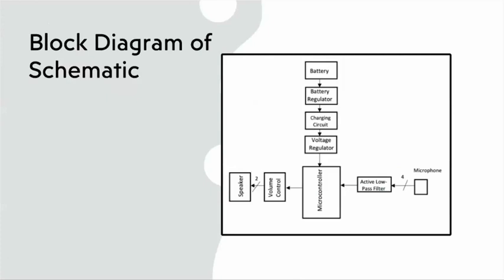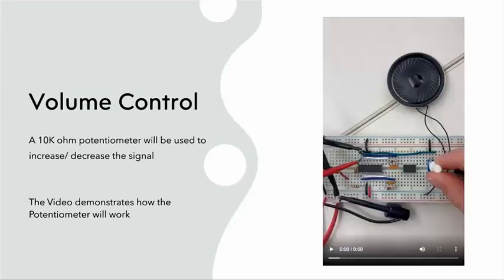So this is a block diagram of the schematic. We'll be using a 3.7 volt battery. And with that, we're going to have to use a 3.3 voltage regulator to make sure that the microcontroller gets a constant 3.3 volts to operate. To control the volume, we're going to be using a potentiometer.